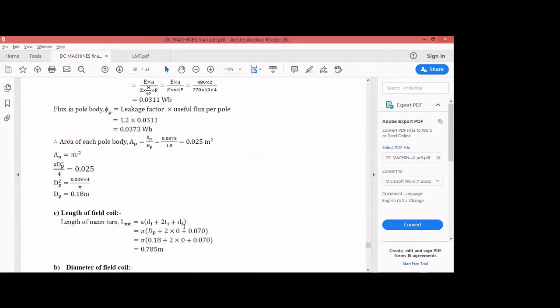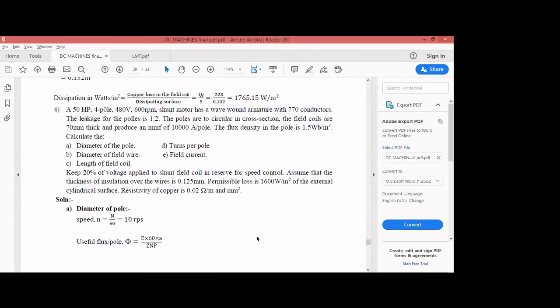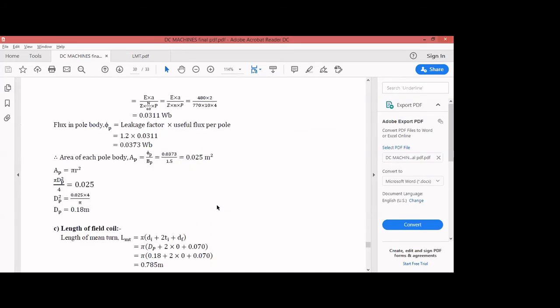So they are not given regarding DI, and they are not given DF also. So what you have to do, let us see whether DF is given. Okay, DF. The poles are to be circular cross section, the field coils are 70 mm thick. Okay, depth is given, 70 mm thick. Let us put it here.